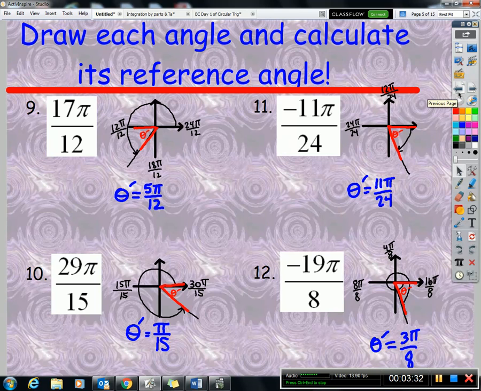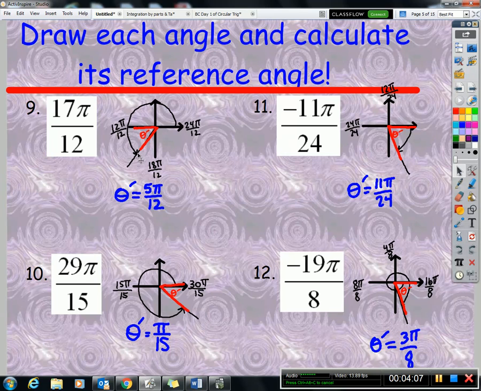Do you see on number 9 that this is a minor angle and it's a multiple of pi over 12? I can't assume, however, that its reference angle is just pi over 12. If you go from 12 pi over 12 to 17 pi over 12, that's a reference angle of 5 pi over 12. So multiples of major angles will automatically give you pi over 6, pi over 4, or pi over 3 as reference angles, but multiples of minor angles aren't automatic.